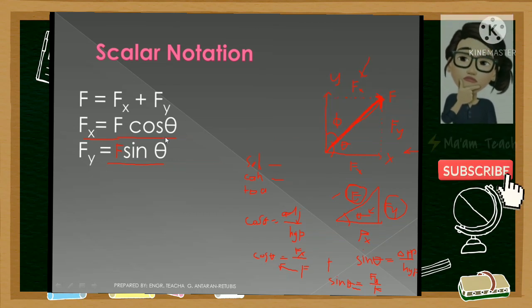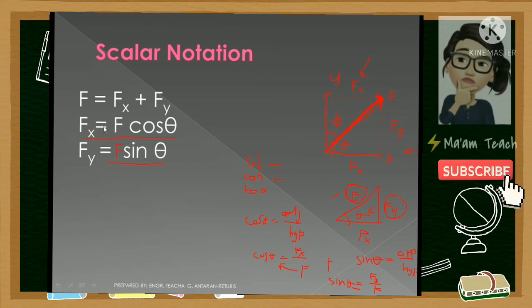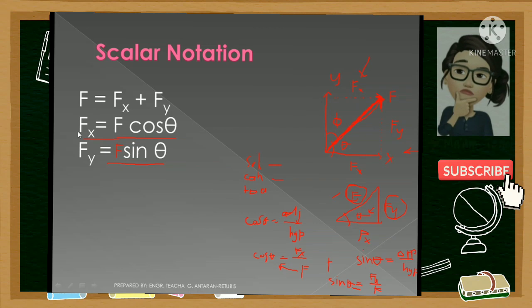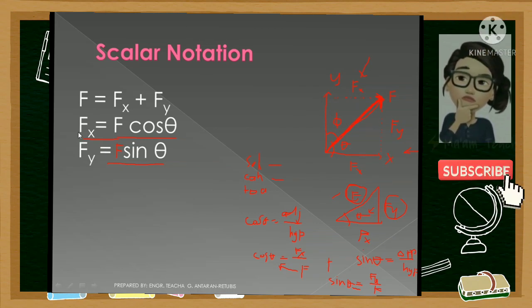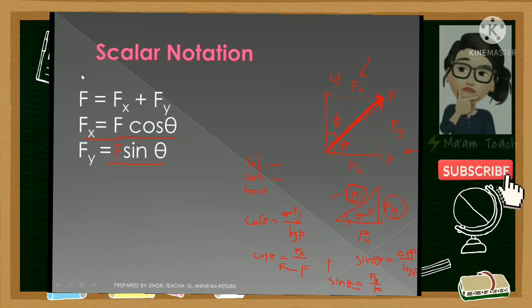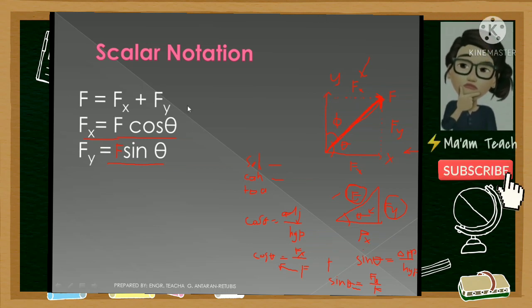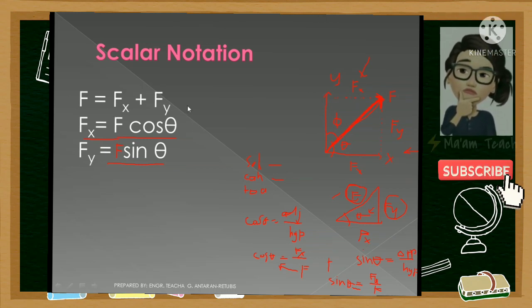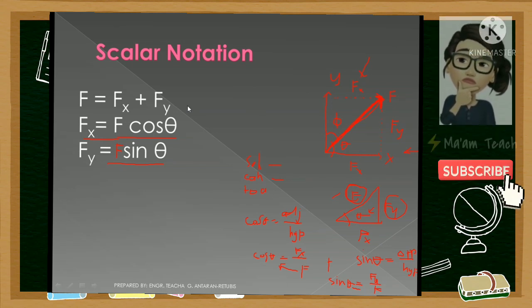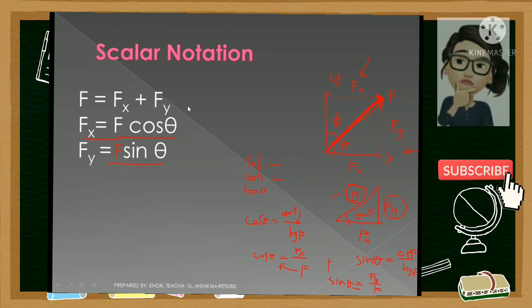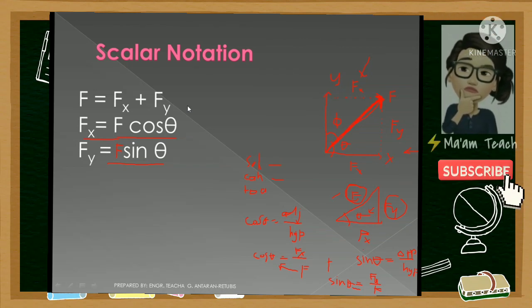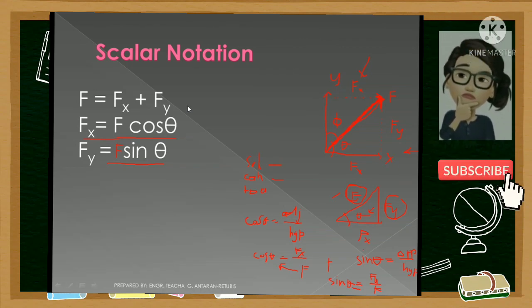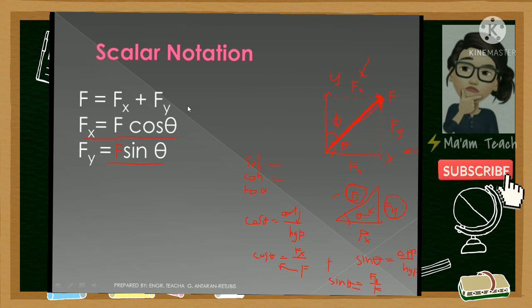So you simply get the value of f sub x, and then f sub y, and then you just use this equation here to express it in scalar notation. Now, we have another method on how to get these components. Like for example, you don't like trigonometry.